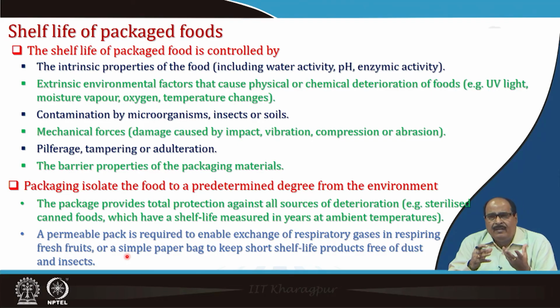For example, when you sterilize food in a can, that is canned sterilized food, it has a shelf life of even several years at ambient conditions, because the packaging material is selected accordingly and the sterilization process is chosen. A permeable pack is required to enable exchange of respiratory gases in respiring fresh fruits, or a simple paper bag to keep short shelf life products free from dust and insects.